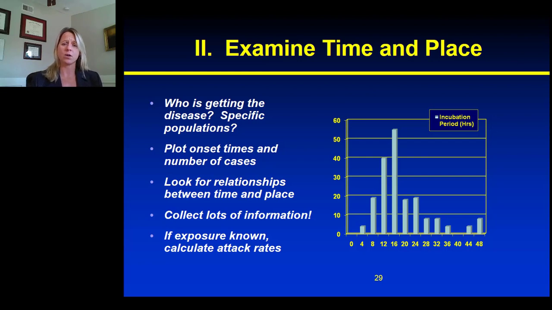And if we know that there is a known exposure, so for example, an environmental catastrophe, that would be a known event, we can then use that data to calculate attack rates, meaning among those who were exposed, how many came down with the syndrome or the problem that we're studying.